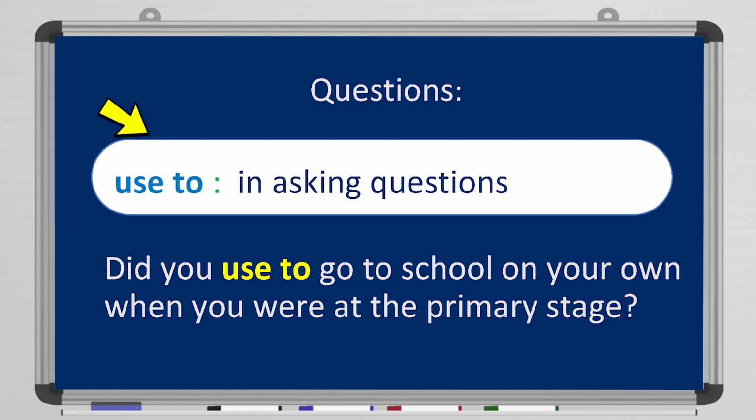Let's look at another example. If I'm asking you a question, I will also use it without the d. Did you use to go to school when you were younger with your family or at the primary stage? Did you use to? If you use it in the question form, please remove the d and just use it with the auxiliary do or did.